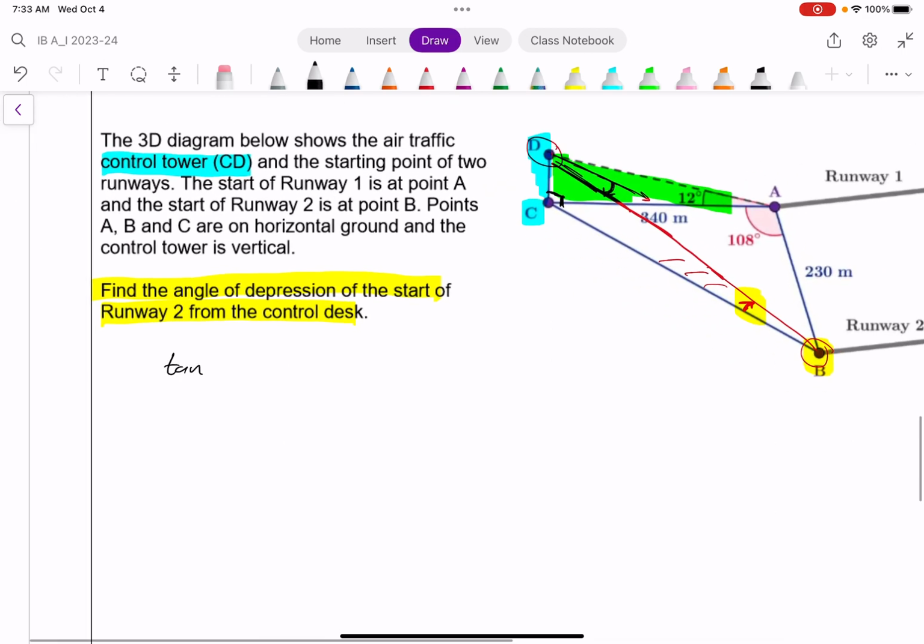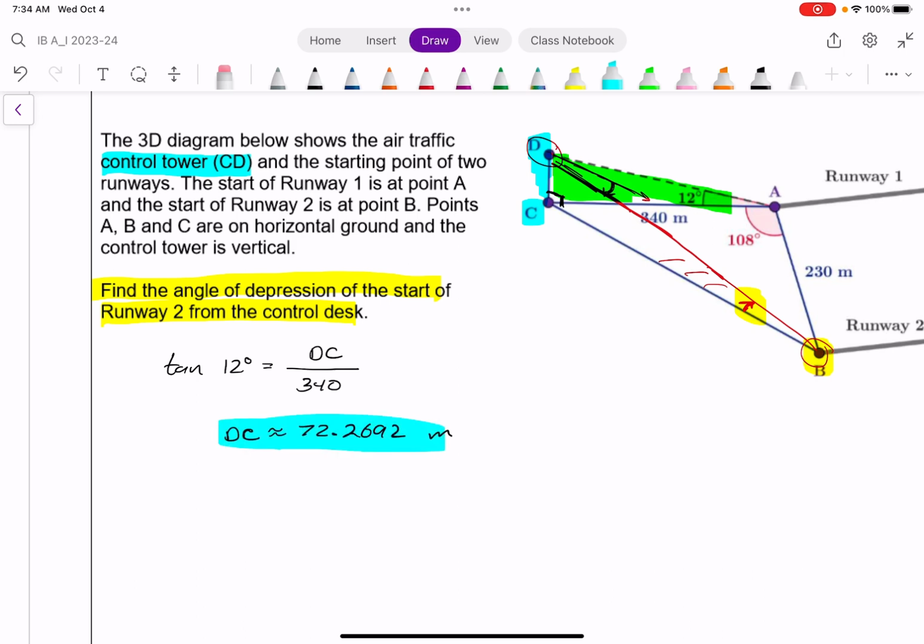So the tangent of 12 degrees, looking at that green triangle, is opposite, which is what we're trying to figure out, divided by adjacent, which is 340. And quite quickly, we can find out that DC must equal approximately 72 point. Now, because I want to use this value later on, I'm going to give myself more than enough detail with the decimals: 72.2692 meters.